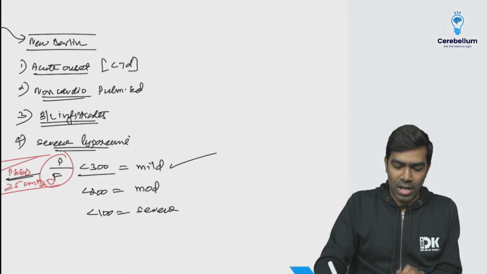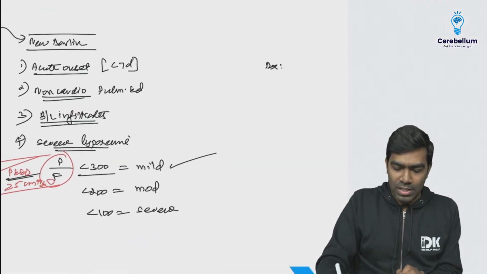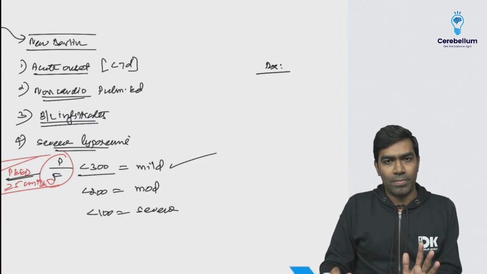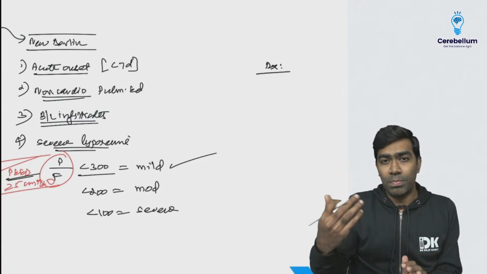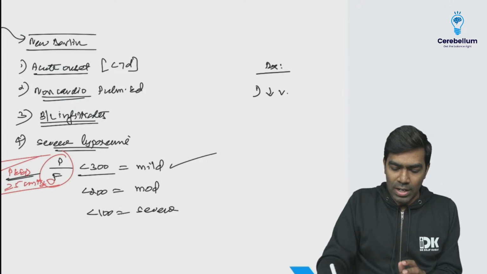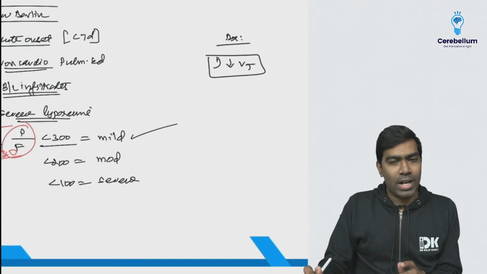And what is the treatment of ARDS? First thing, you need to reverse the cause. Whatever the underlying cause is, you have to reverse that cause. Second, you need to prevent the lung injury. How will you prevent? There should be good ventilator settings. Number one, low tidal volume ventilation. So what is low tidal volume ventilation?